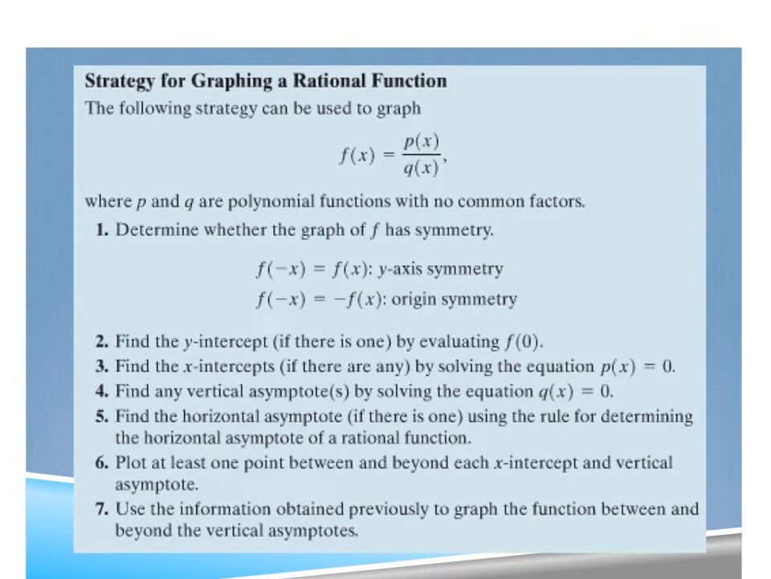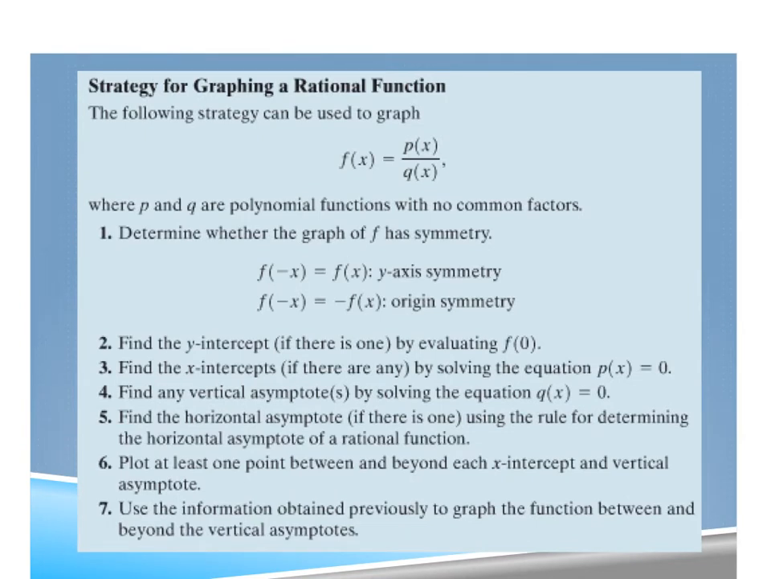So this is what you would do to graph them. I would go horizontal and vertical asymptotes first. So I'd probably go to step 4 first, do the vertical asymptotes, then step 5, do the horizontal asymptotes. Then do my intercepts, look for symmetry, and then plot the points in between. I'll kind of go in that order.